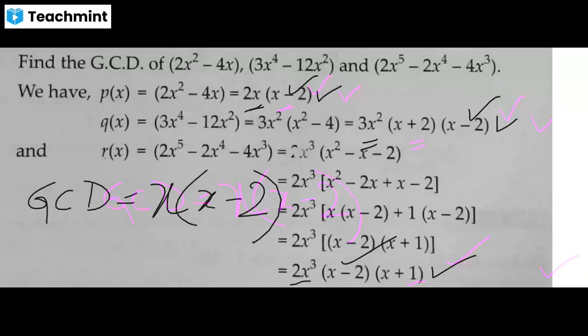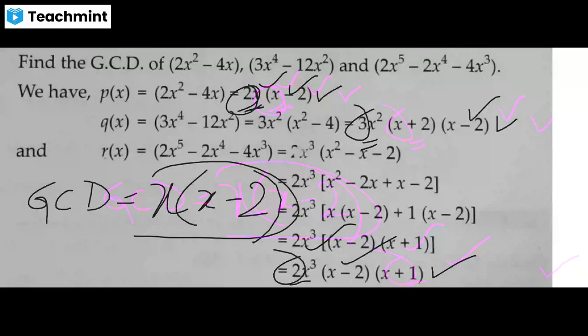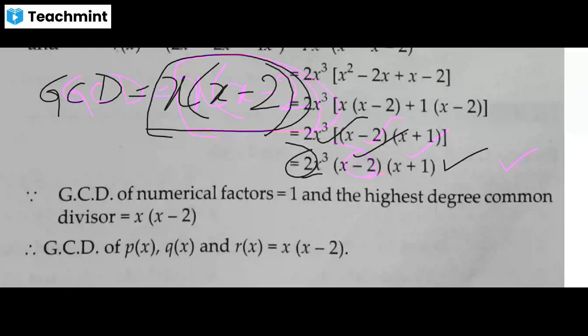See, regarding the numbers here we have 2, here we have 3, here we have 2. That means though there is 2 in two polynomials, we are looking for common in all. 2, 3, 2. That means nothing is common in all the three polynomials. Therefore, what is common in all the three polynomials is x into x minus 2. So the GCD is x into x minus 2.